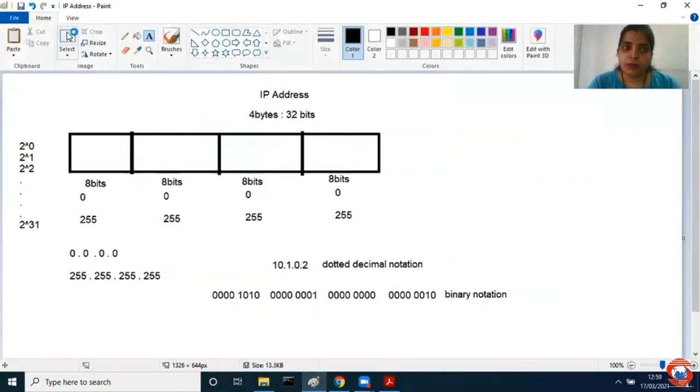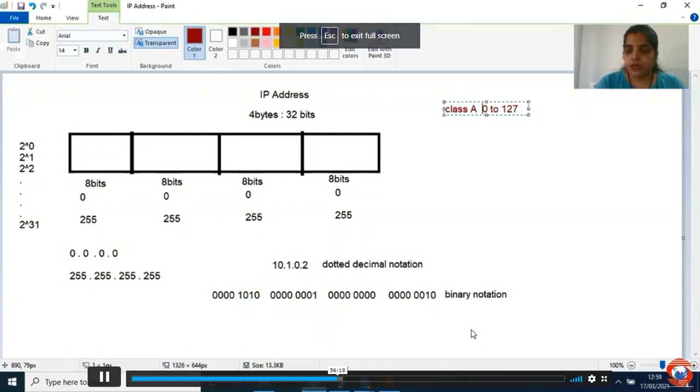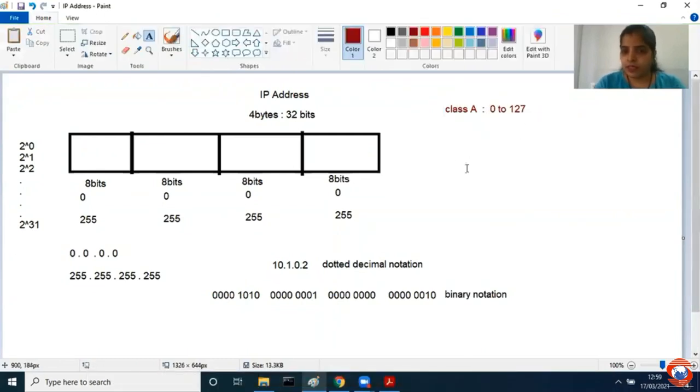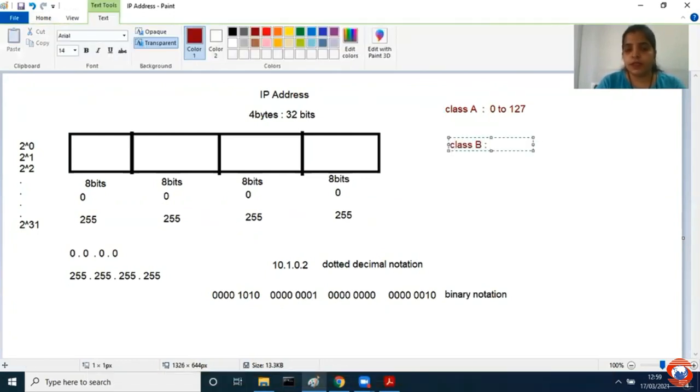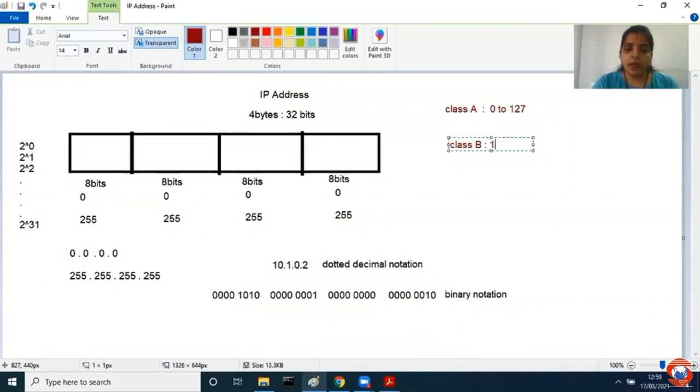If I say the maximum range that any octet provides me is from 0 to 255. What the standard organization has given, they have said if you have the first octet 0 to 127, it is of class A. They have divided into classes. This is class A. Next, if I say I have class B, in that case, it will start from 128. Where should the maximum go? Till 255, right? 128 to 191. This is class B.